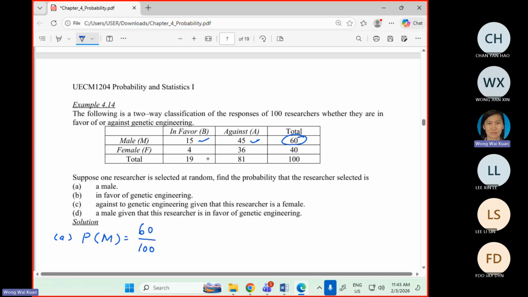Okay? So you look at this again. I'm now checking the male, one of the conditions, male. Do I take care of whether this is in favor or against or not? No, right? I'm looking for the male only. Male alone. So that's why I'm looking at this part.